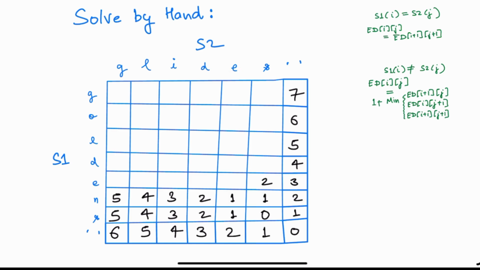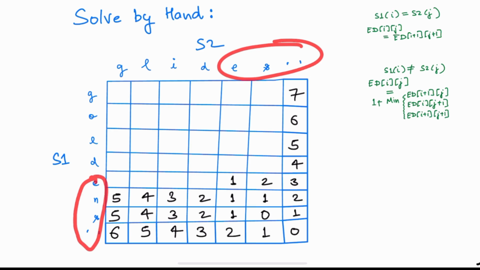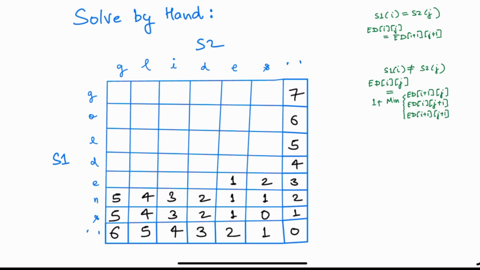E and E this time. Here, E and E, they match. So we put the answer to i plus 1, j plus 1. So let us put 1 here. And you can also verify alongside. So for example, this and this case has answer 1, which makes sense because in order to make them equal, we just have to delete this N. It is the least number of operations, which is 1. So let's move here.